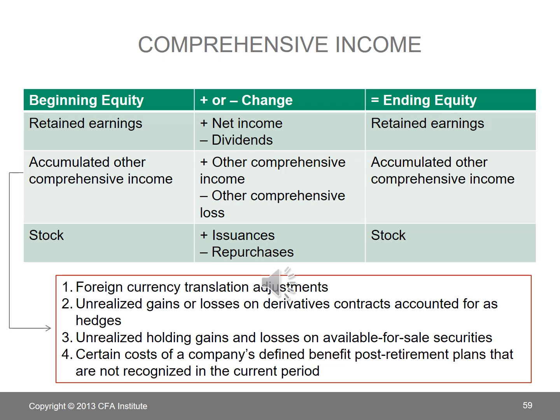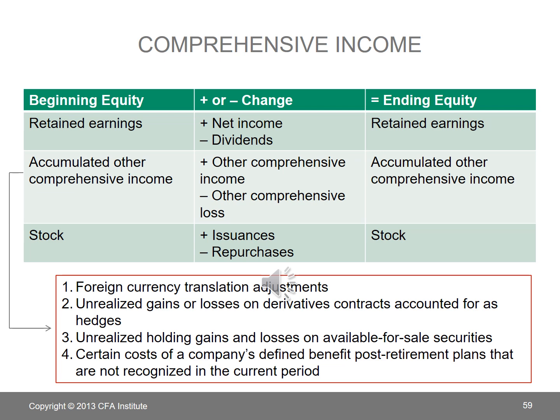Other comprehensive income are items that bypass the income statement, and under the IFRS, total comprehensive income is defined as the change in equity during a period resulting from transactions and other events other than those changes resulting from transactions with owners in their capacity as owners. Under the United States GAAP, on the other hand, comprehensive income is defined as the change in equity of a business enterprise during a period from transactions and other events and circumstances from non-owner sources. So it includes all changes in equity during a period except those resulting from investments by owners and distributions to the owners.